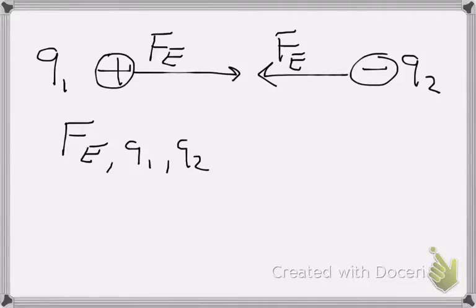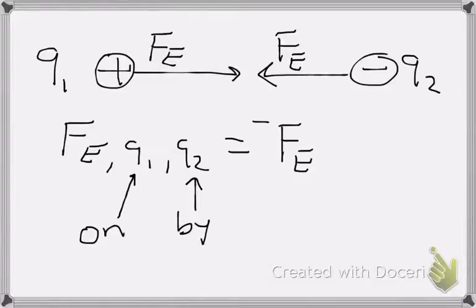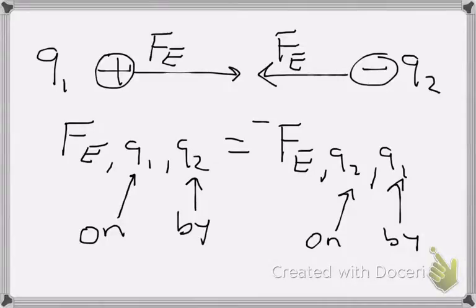Now you remember this notation from a long time ago, that the electric force on Q1 by Q2. So these are the forces acting on the charged particle on the left caused by the charge on the right. That is going to be equal and opposite of the electric force on Q2 by Q1.